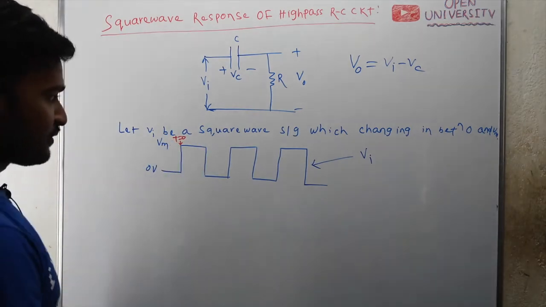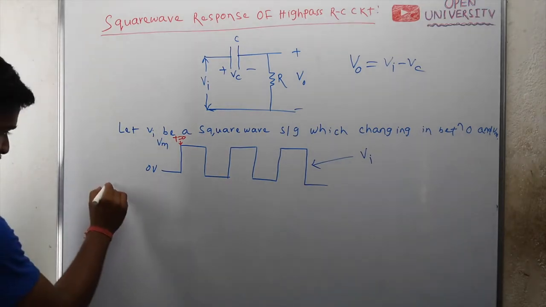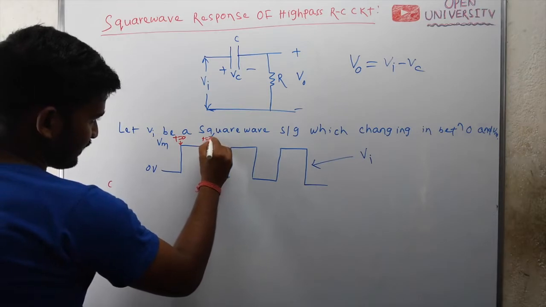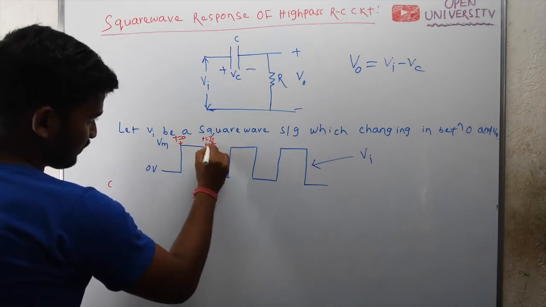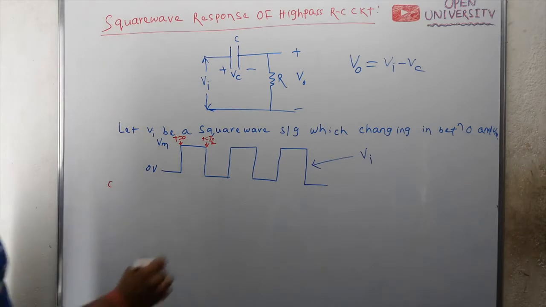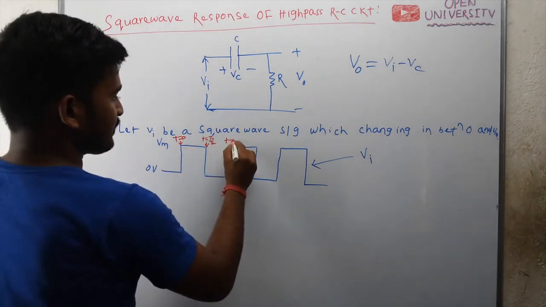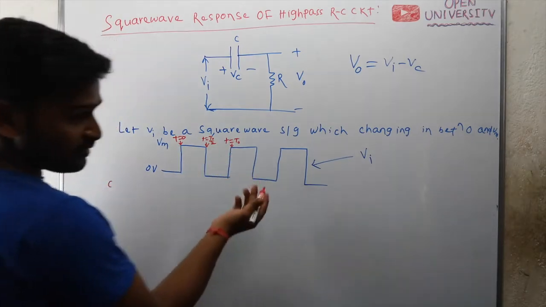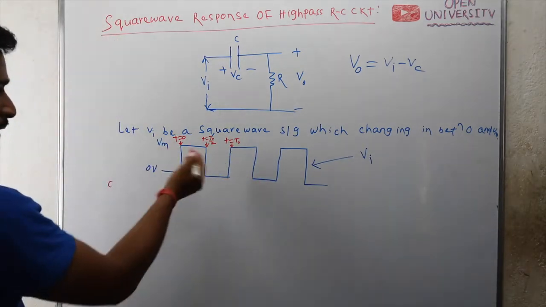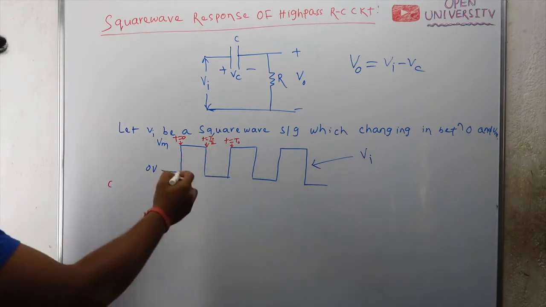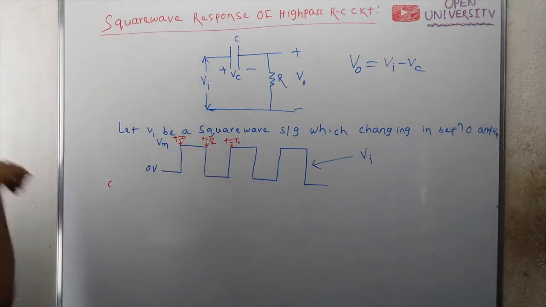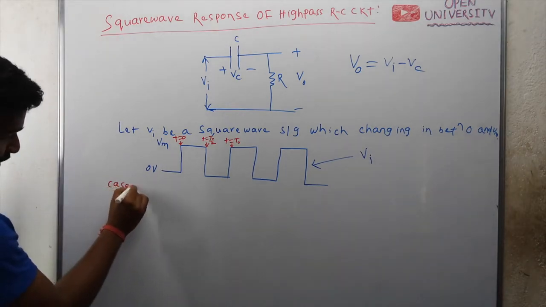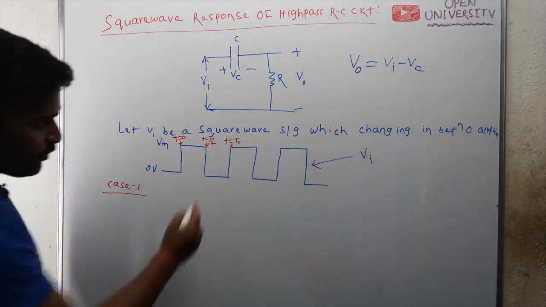Let's understand. At this point let it be t equal to T naught by 2, and this is t equal to T naught. One peak to the next peak is one time period, T naught is your time period, and this is half of your time period.